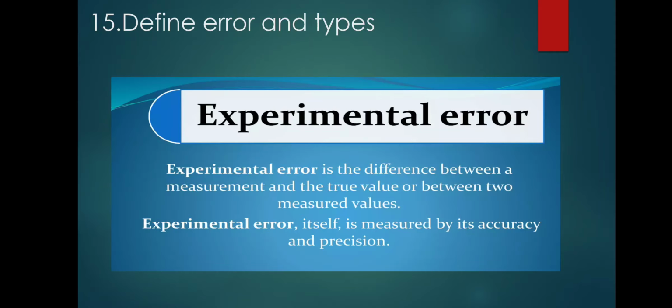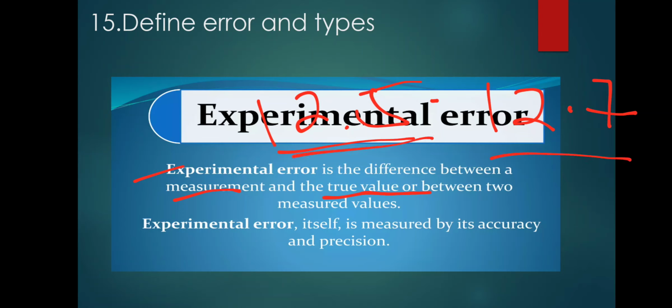Next is define errors and types. What are errors? Errors, or experimental errors, is a difference between a measurement and a true value, or between two measured values. We have measured two values here. One is 12.5, another one is 12.7. The difference between the measured value and the true value. Your true value is 12.5, measured value is 12.7. Now you have got 0.2 as an error. This difference is called error.